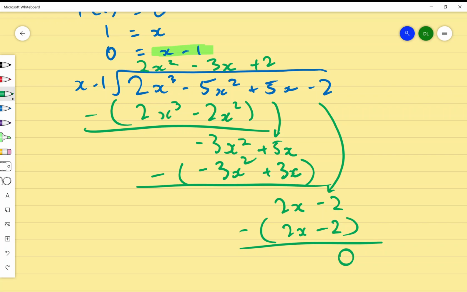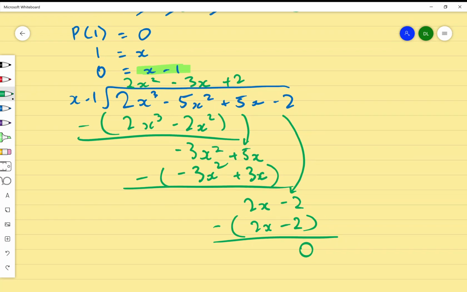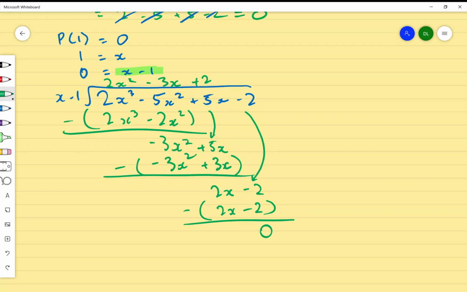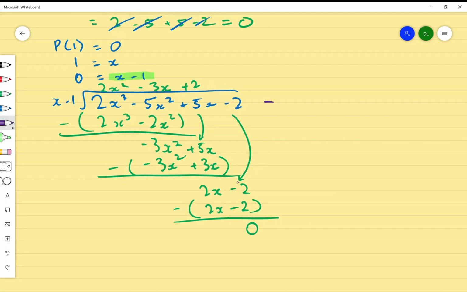Which means we've done it two different ways. We've done it through the remainder theorem and long division, and we still get 0 remainder, which means it's definitely a factor and we haven't messed up. So that means that 2x cubed minus 5x squared plus 5x minus 2 is actually the same as, and I'll write that over here, x minus 1 times 2x squared minus 3x plus 2. Any questions about that?